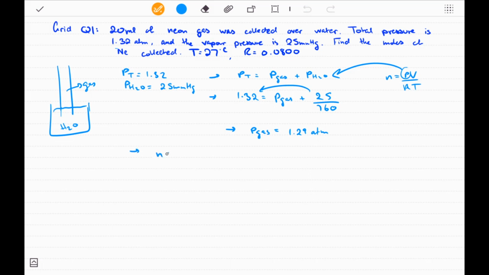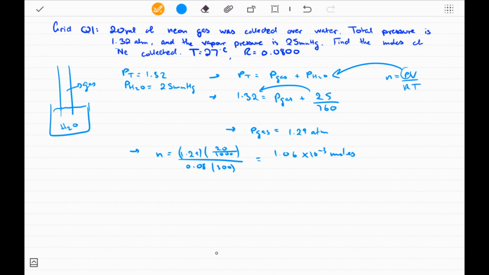From here, all we need to do is just substitute. n is equal to the pressure we found, 1.29, times the volume, which is 20 milliliters. So we're going to do 20 over 1,000 to convert properly. Over R, 0.08, given to us in the equation. And the temperature, it's given to us in Celsius. We're going to add 273, and it'll be 300 Kelvin. From this, your final answer should be something around 1.06 or 1.08 times 10 to the negative 3 moles.